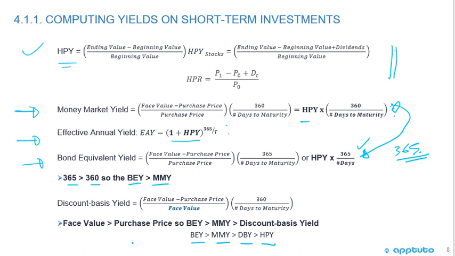Okay? And so finally down here, the discount basis yield, you got to be careful here, because look at what's in the denominator. It's not the beginning value, it's the face value. So face value minus purchase price divided by face value times 360 over the number of days to maturity, okay?